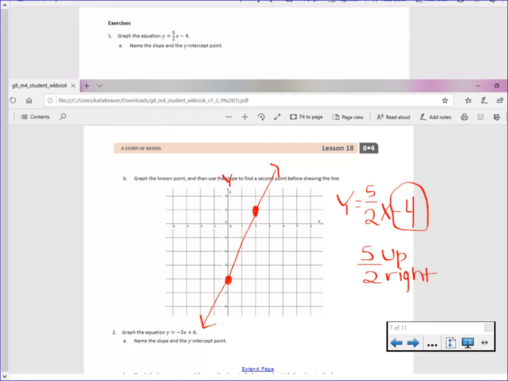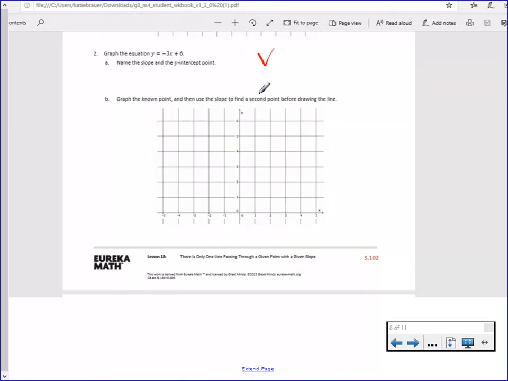So the last one that we have on our paper is number 2a and b. Our equation is y equals -3x plus 6. You're going to go to that last number. It says +6. So on my y-axis, I'm going to go up 1, 2, 3, 4, 5, 6, and make a point. If it said negative or a minus sign in front of it, that means it would be a -6. If it's a positive sign, it's going to be a +6.